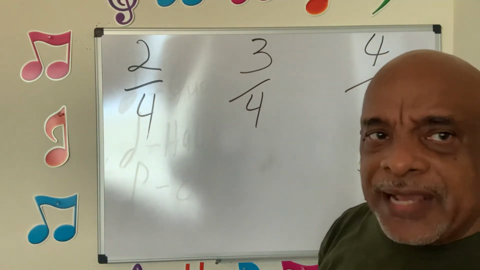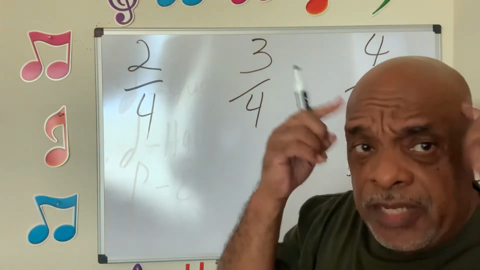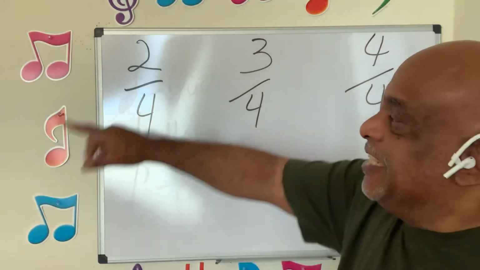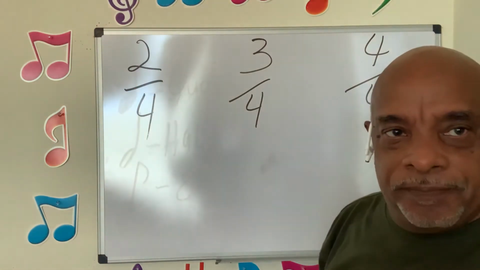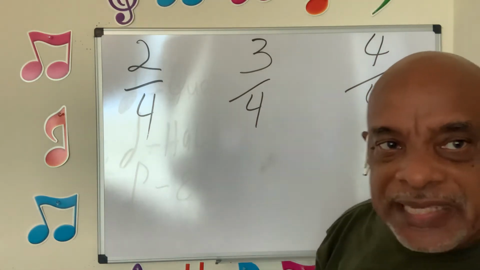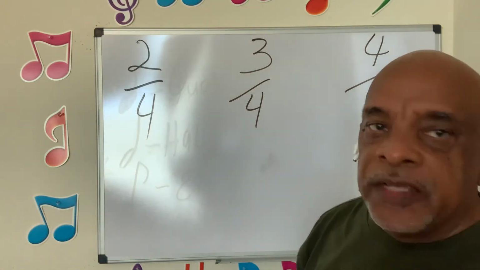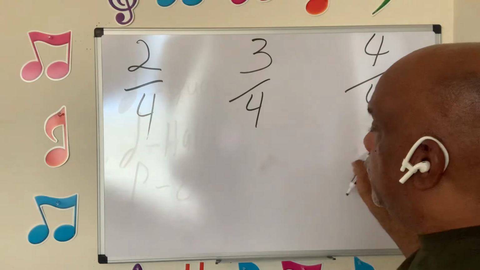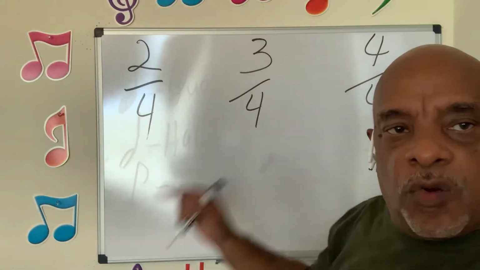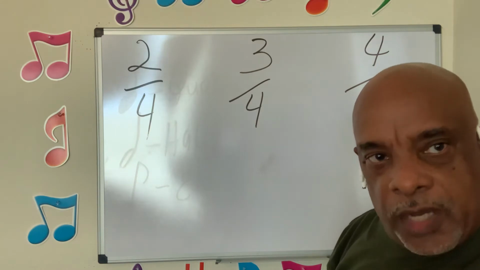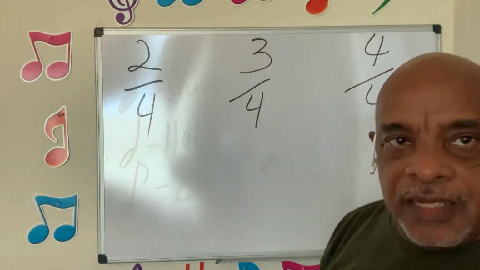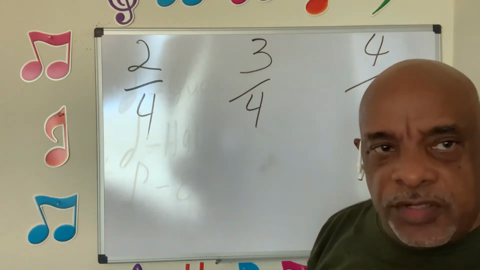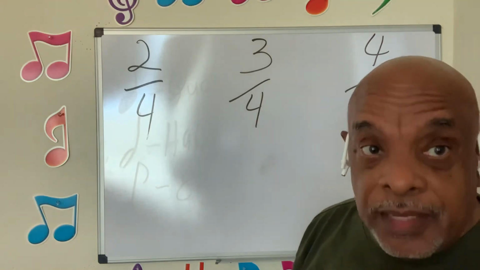I know I keep repeating it, but I need you to get it. Put it up here in your laptop. The top number means how many beats are in a measure, and remember, the measure is the space in between two bar lines. The bottom number, in this case a 4, means that the quarter note will get 1 beat. You have to remember that.